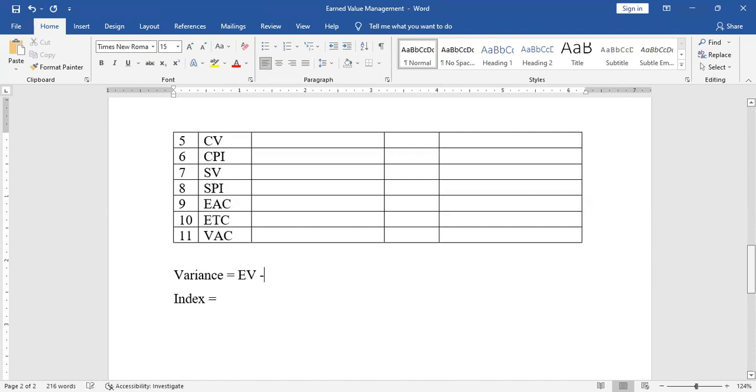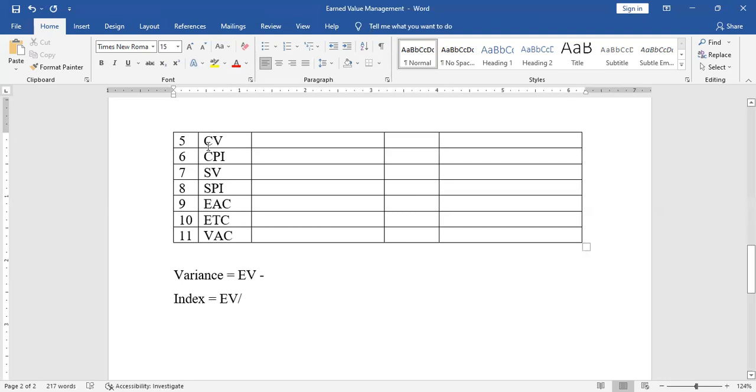So let's see the first one. Let me leave that here. I'll be referring to it. This is a tutorial, so I'd love to leave it here. EV will be there. And then for the index, we are dividing, and it will be EV divided by something. And that something can be cost or planned value.